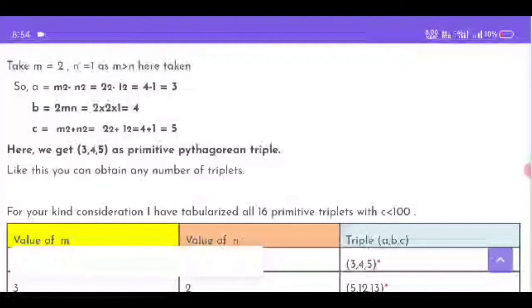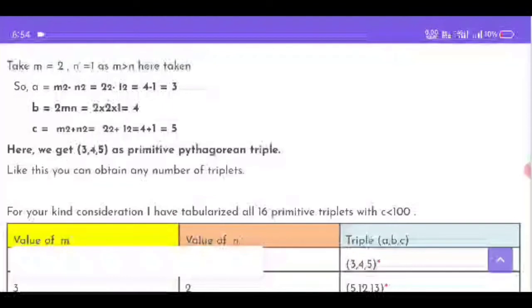Here we get 3, 4, 5 as a primitive Pythagorean triple. This is the basic primitive Pythagorean triple which is used in most exams. Like this you can obtain any number of triplets. For your kind consideration, I have tabulated all 16 primitive triplets with c less than 100, the maximum hypotenuse less than 100. So how to find them?